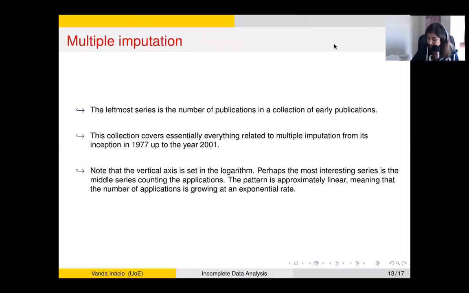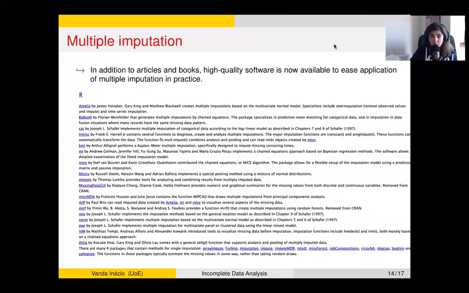In addition to the articles and books about multiple imputation, there are also several software packages that implement multiple imputation procedures. Here I have a screenshot of several R packages that implement different forms of multiple imputation. We see, for instance, Amelia, one of the first ones, and we have mice here. We will be using mice. And VIM, which we used at the beginning for visualization. It also has some multiple imputation procedures implemented.